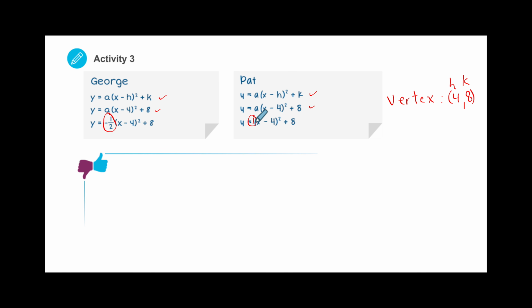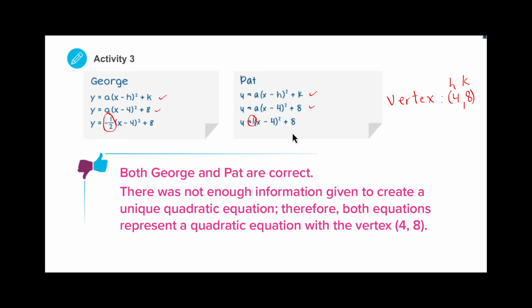Well, they're all in the same form. They both use the vertex form, and they both substituted the vertex correctly for the x value and the y value, or h and k. So that's good to go. They're both correct on this. Let's actually write that down. While both George and Pat are correct, there's not enough information to create a unique equation, which means they're going to have different answers. That's all that means. So we're good to go there.